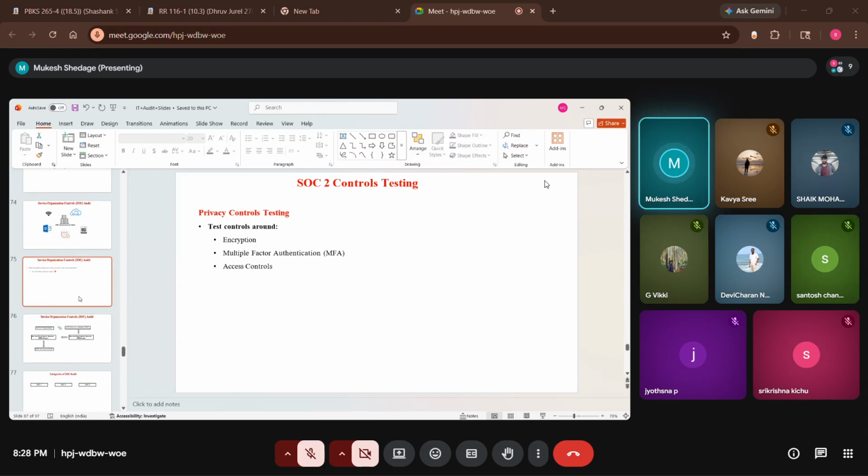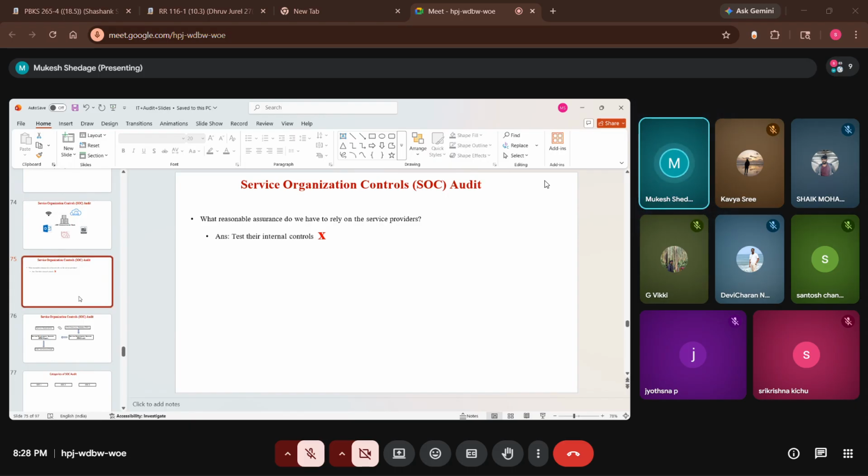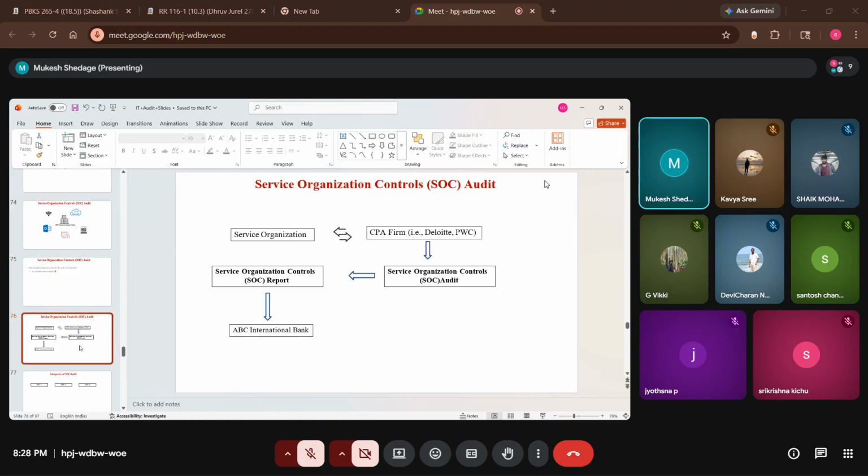Now, SOC full form is what? Service Organizational Control. Now, this control is applied like this. SOC is nothing but if you are providing services to someone, like our Infosys, Tech Mahindra, they are outsourcing companies or service companies. So we call them service based companies, right? Why? Because they are providing services to someone. So if you are providing services to someone, you need to have a service organizational control or a SOC.